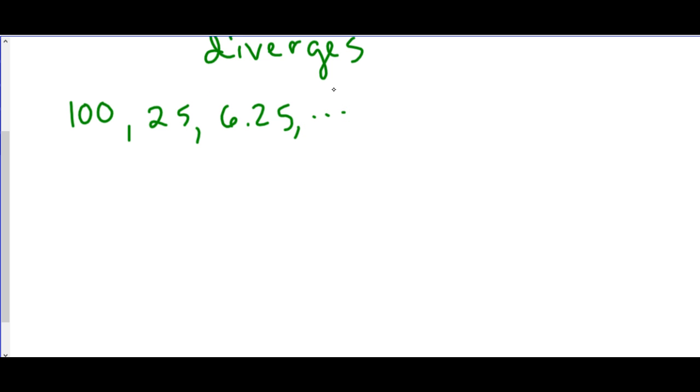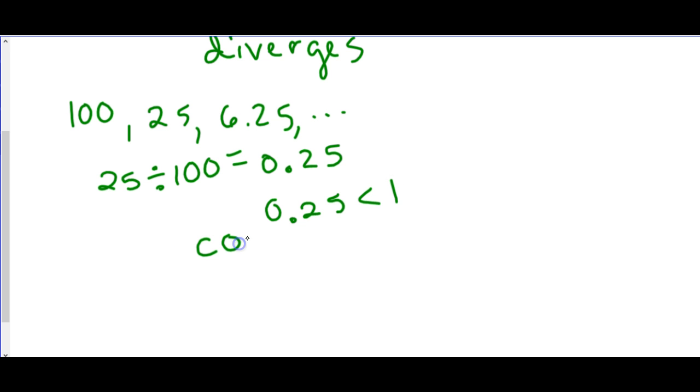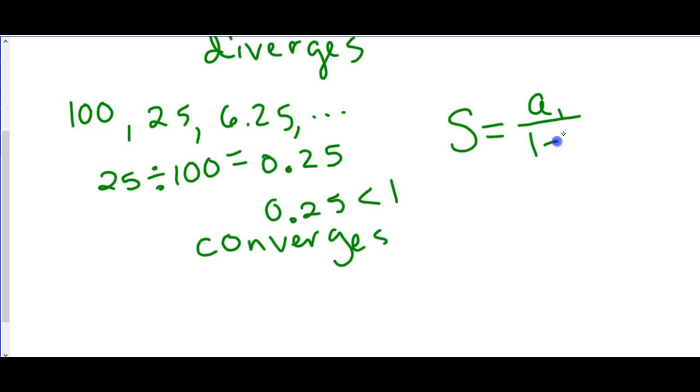Let's say this was our list. Now if I take the second divided by the first, that gives me 0.25. Ignoring the sign, this is smaller than 1, which means this converges. When it converges, we can find the sum. We can find the exact sum using a different formula from when we had a finite sequence. If this is going forever, we just use the formula a sub 1 over 1 minus r. So the first term divided by 1 minus the common ratio.